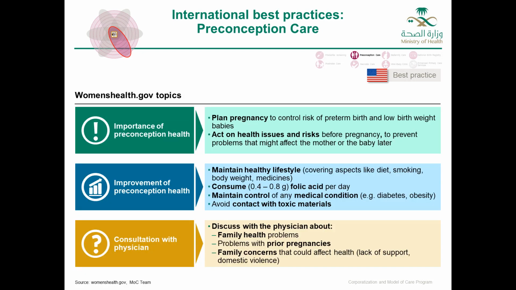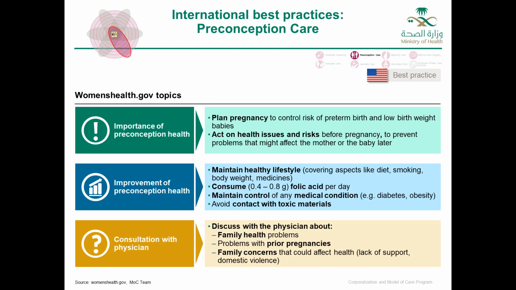In the United States, womenshealth.gov provides recommendations on 3 key areas. First, on the importance of preconception health. The website advocates a pregnancy plan to control the risk of preterm birth and low birth weight babies, and the necessity to act on health issues and risks before pregnancy to prevent problems that might affect the mother or the baby later.